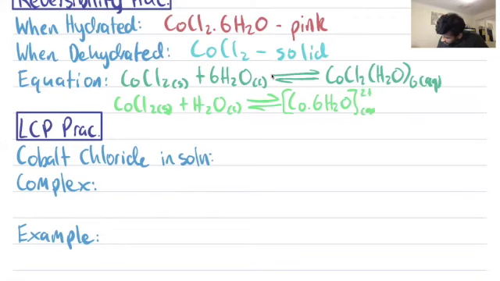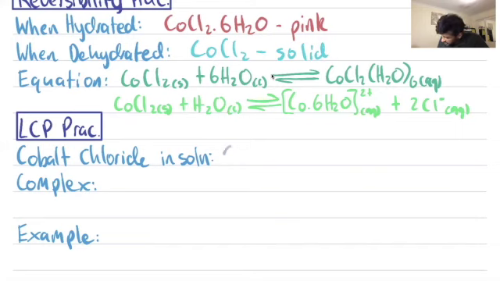This would have a charge of 2 plus because the cobalt is 2 plus and the water is neutral. Then we have 2 chloride ions, which would also be floating around in solution. Now, this compound here, cobalt chloride hexahydrate, is known as a complex, which I mentioned during class, and I'll speak about what that means in a second. In terms of the LCP prac, we're going to focus more on this part here, which is how cobalt chloride actually exists in solution, and like I said, it exists as what is known as a complex.